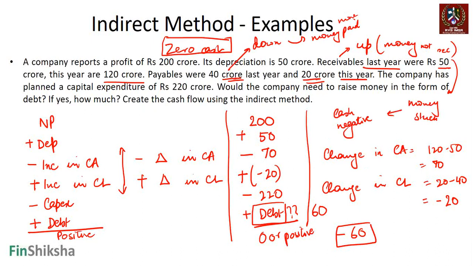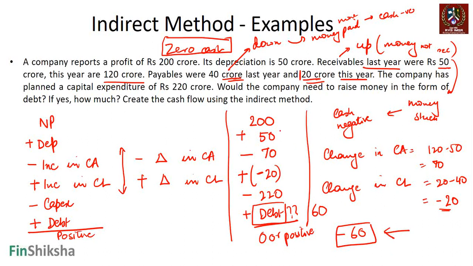So money has gone out. More money paid is going to be cash negative. So you just look at the change, and the change is added. The change is negative because now you are at 20 and earlier you were at 40, and that gets subtracted. Otherwise, if payables had gone up to, let's say, 120 crore, in that case you would have added 80, correct? And then you solve it and you get your answer as 60 crore of debt is needed.